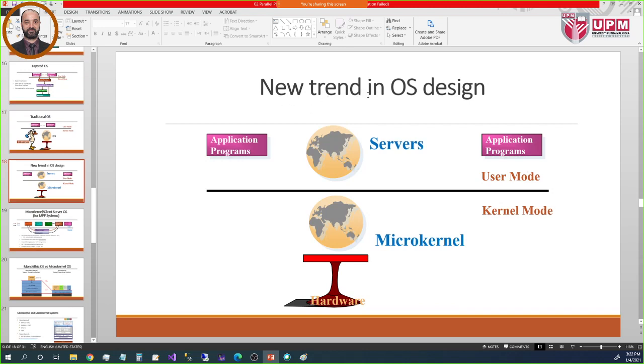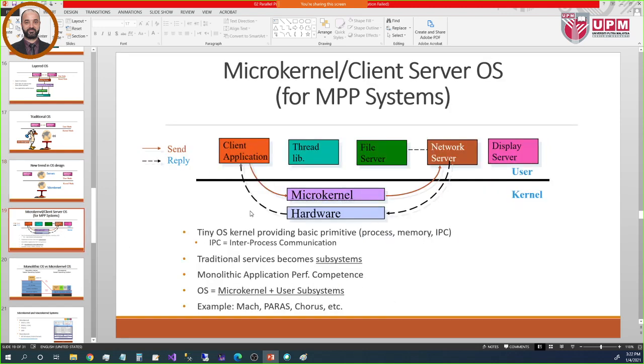So here we have a new trend in operating system design. Here we have servers and we have microkernels. The servers are in the user space, and the kernel space includes the microkernel, which is very close to the hardware. And okay, let us go through, then I explain to you in general what's the meaning of that.